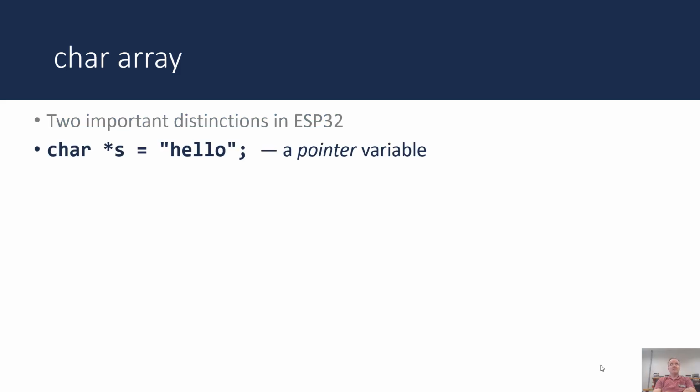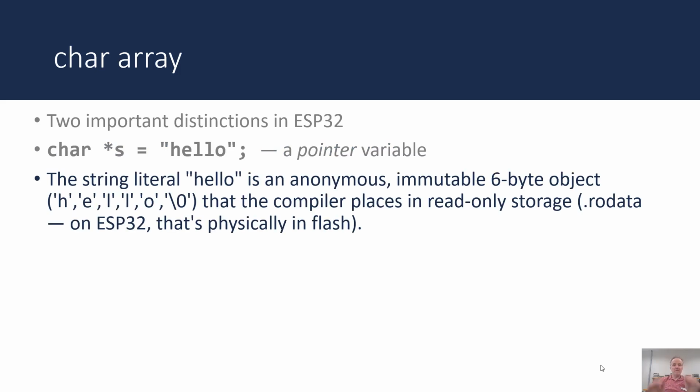char *s = "hello" is a pointer variable. So the pointer s points to the first character of hello in this text string. The string literal "hello" is an anonymous immutable 6-byte object. So it's 1 byte for each letter, and then the null character at the end, which is the \0, showing right here. It's an immutable 6-byte object that the compiler places in read-only storage.